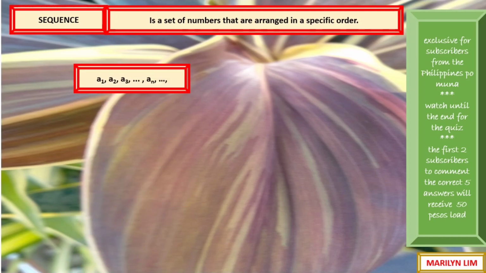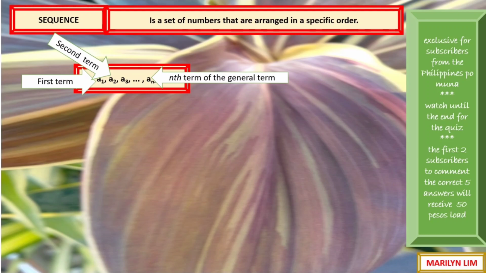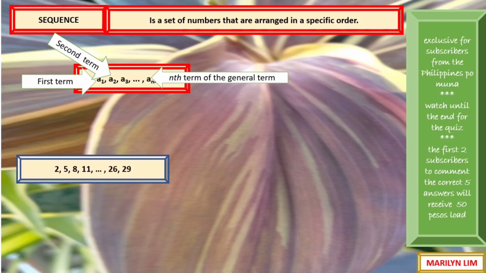In the given sequence, a sub 1 is our first term. The second term is the term after the first term, that is a sub 2, and we have the nth term, or what we call the general term or the last term, or the term asked for you to find out.